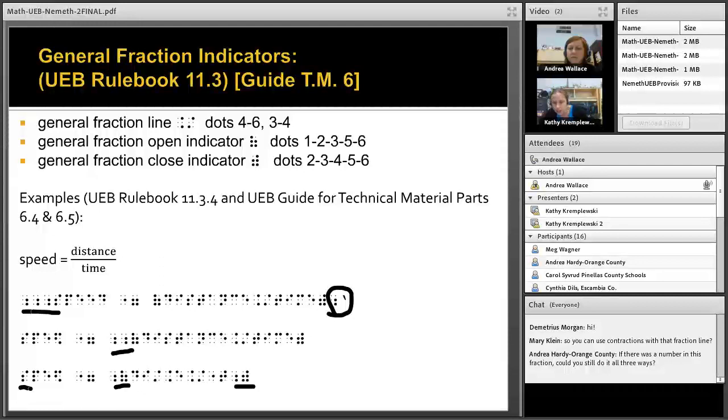And I see a question. So Mary Klein asked, so you can use contractions with that fraction line? Yes, from what I can understand, yes. And Andrea Hardy asked, if there was a number in this fraction, could you still do it all 3 ways? I believe so, yes. And that's why later on we're going to get to an example that confused me because I was trying to figure out why it was done one way and not with another with the numeric indicator. So I believe so, yes. But again, I'm not the expert on this either, so I'm still figuring out and learning.